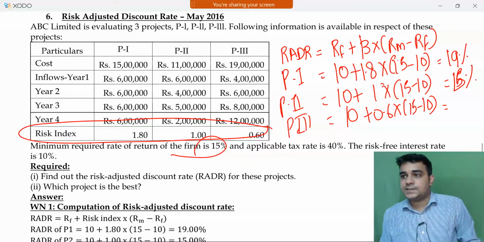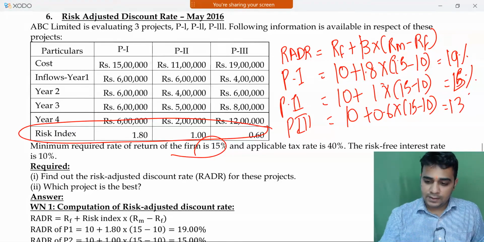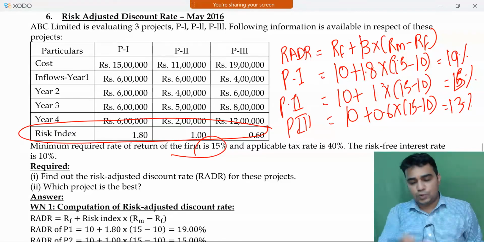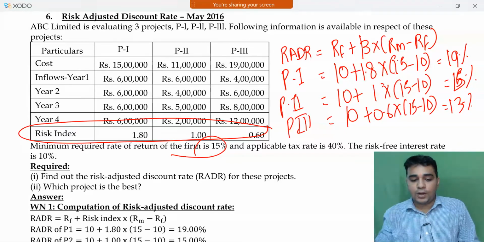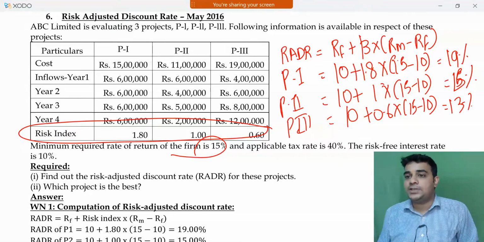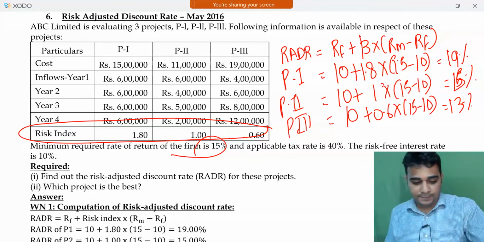10 plus 0.6 is 13%. I am not doing beyond this. You have the cash flow. You will have to use the discount rate, year, cash flow, PVF, DCF, and whatever NPV you calculate, that's technically called risk adjusted NPV.